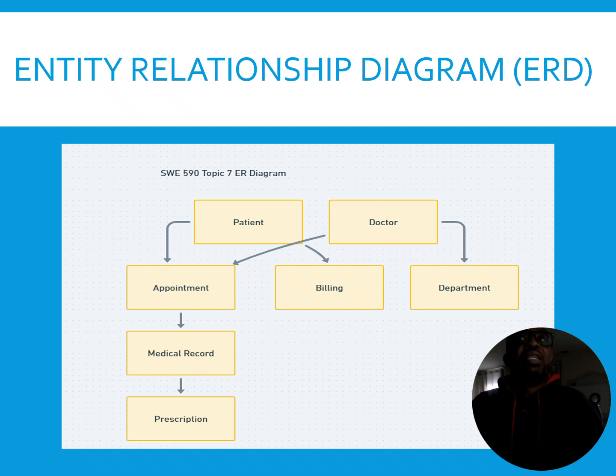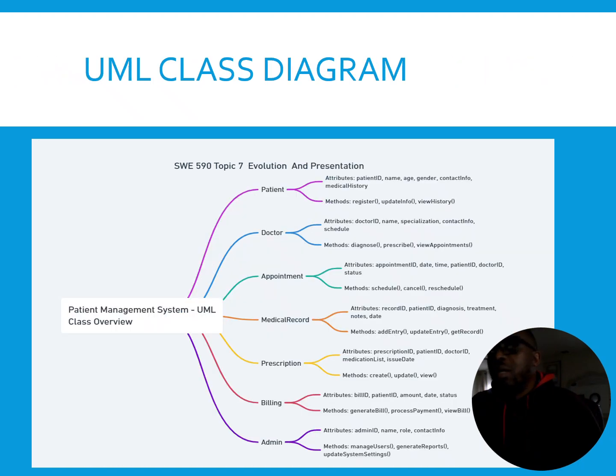And then let's take a look at the entity relationship diagram. This diagram defines the core entities and relationships that support patient data, appointments, and medical records. Let's take a look at the UML class diagram. This diagram shows the main domain objects and how responsibilities are organized.